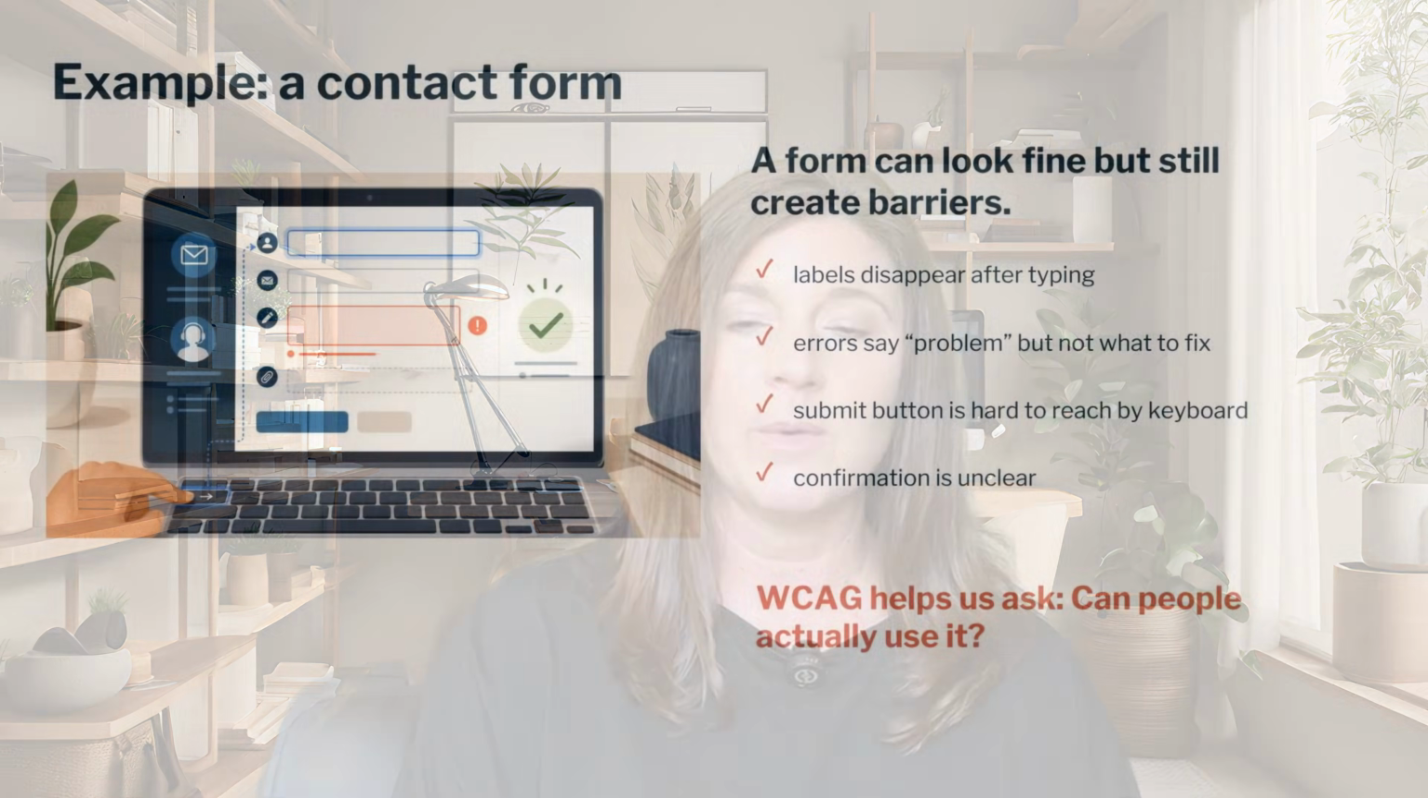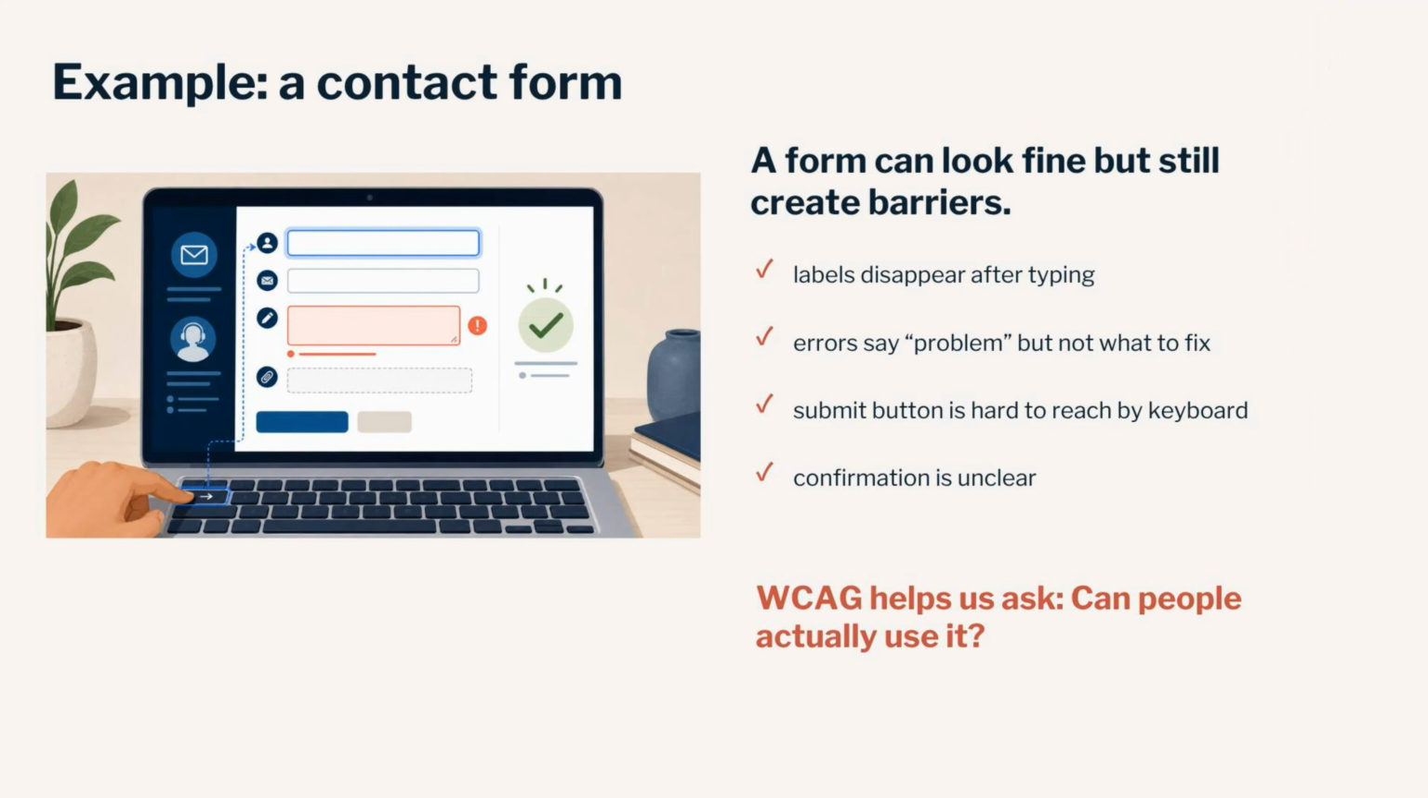Maybe the field only says email inside the box, and when someone starts typing, that label disappears. Now the person has to remember what the field was asking for. Maybe the error message only says there was a problem, but doesn't explain what needs to be fixed. Maybe the submit button is hard to find with a keyboard, or the form doesn't clearly tell someone whether it was submitted or not. For someone using assistive technology, using a keyboard, dealing with low vision, or simply trying to complete the form quickly, those small issues can become real barriers.